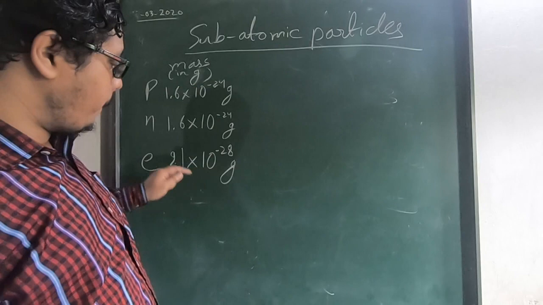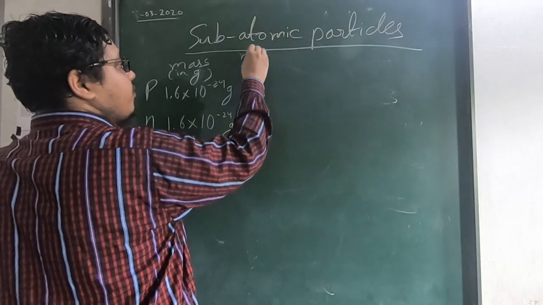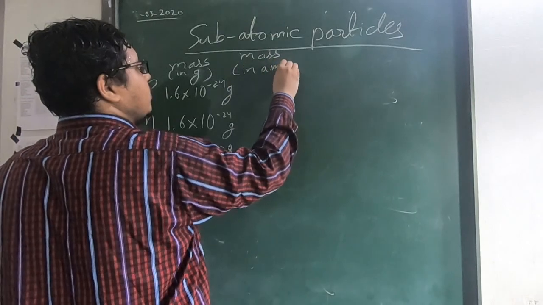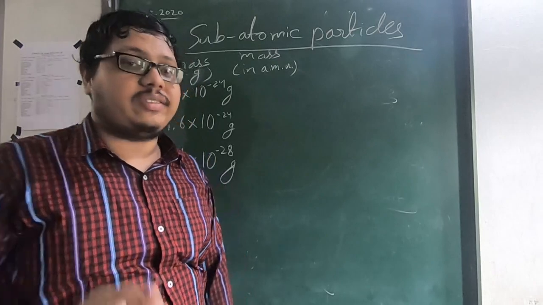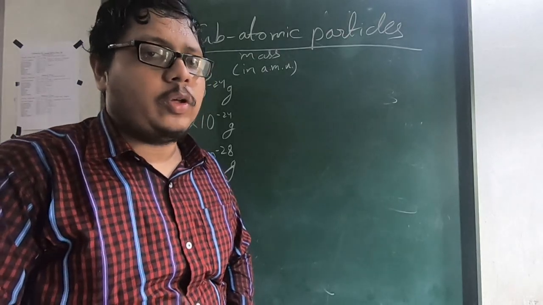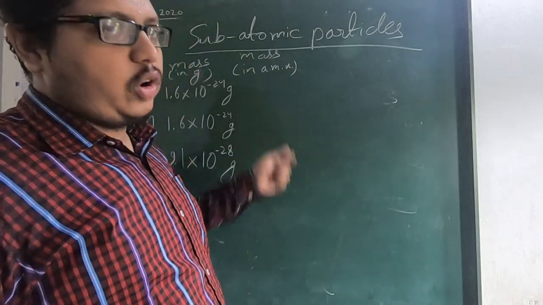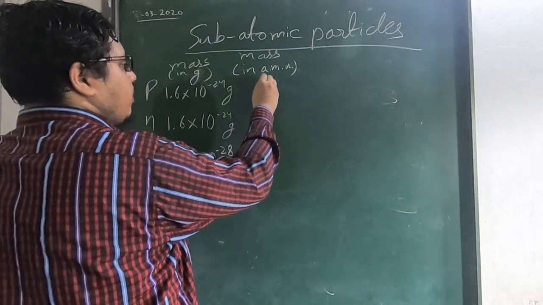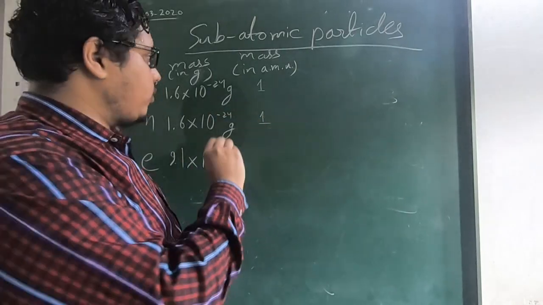So it is much smaller value. But since they are very small, we can take their value in atomic mass unit. Now, atomic mass unit is what we have discussed in chapter 1, The Language of Chemistry. So I am not discussing that again here, but you can refer to chapter 1 if you have forgotten what atomic mass unit means. If we take in atomic mass units, we assume it to be 1.